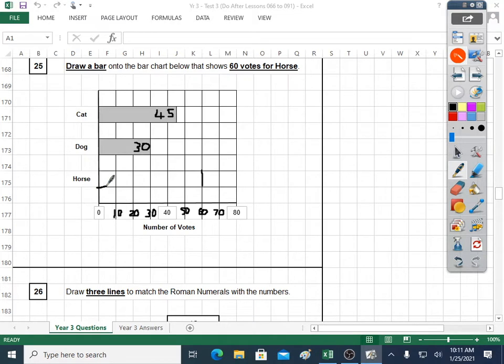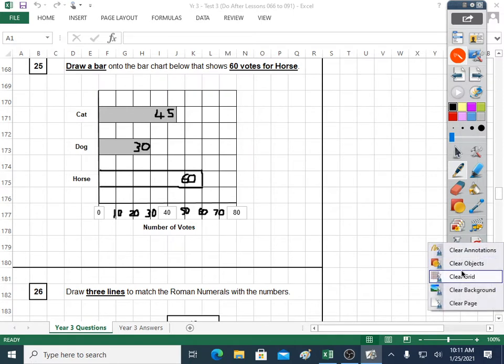60 votes for horse. Now this might be quite a difficult one for you to do at home because you don't have the chart. Maybe I could do it a bit straighter than that. So 60 votes for horse. You don't have to write the number on the bar, but it wouldn't be wrong if you did. 60 votes for horse, and we're done.